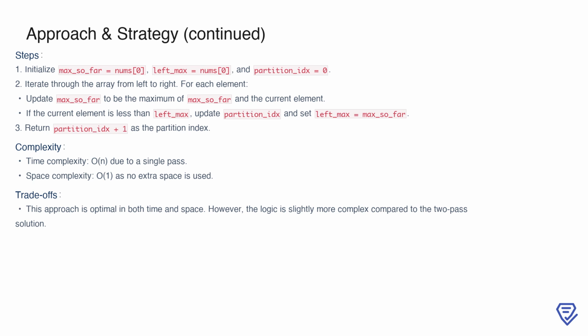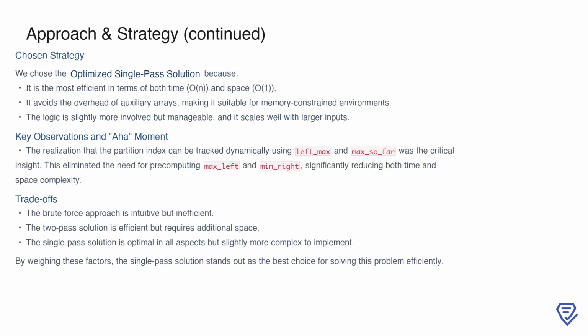This method is optimal in both time and space, but it does require careful handling of the dynamic updates to ensure correctness. The chosen strategy for this problem is the optimized single-pass solution. This approach stands out because it achieves the best possible efficiency in both time and space, with a time complexity of O(n) and a space complexity of O(1). By avoiding the use of auxiliary arrays, this method is particularly well suited for memory-constrained environments.